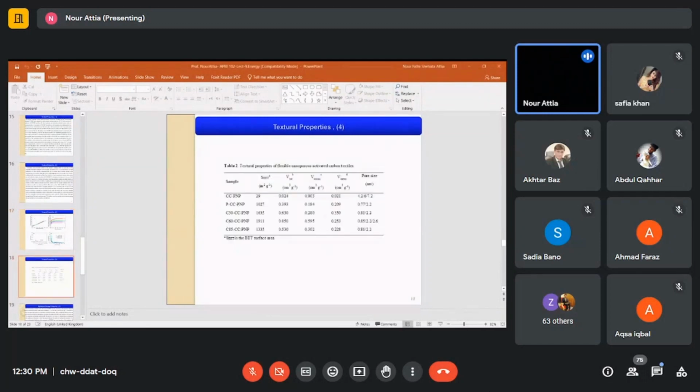And this is the surface area of the material, and this is the pore diameter and the distribution of the materials. You can see here very easily, almost 1911. You can see almost 2,000 meters square per gram, and these are very interesting results actually.